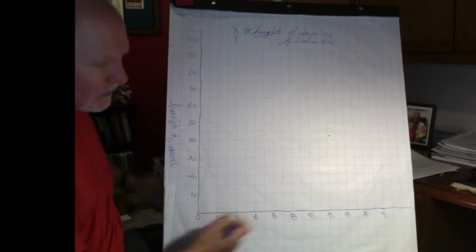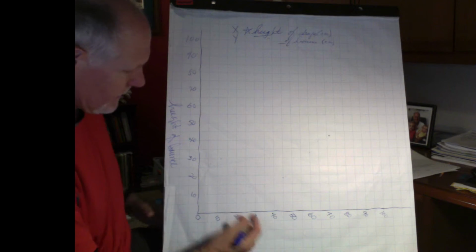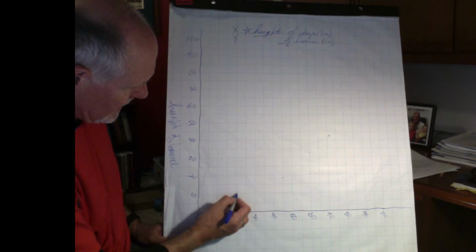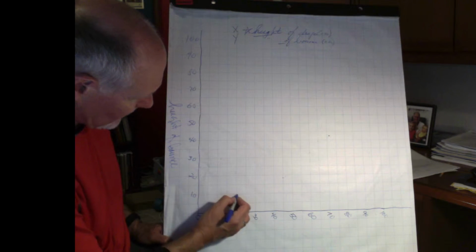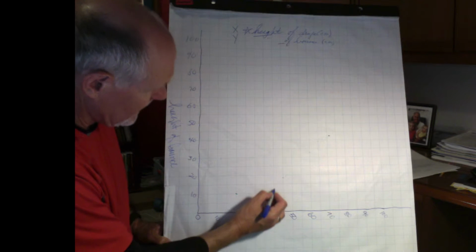Okay? Now, putting the dots on there, that's easy. For example, if I went to 20, and let's just say, for kicks and grins, it went to 10. And I went to 40 and it went to 20.